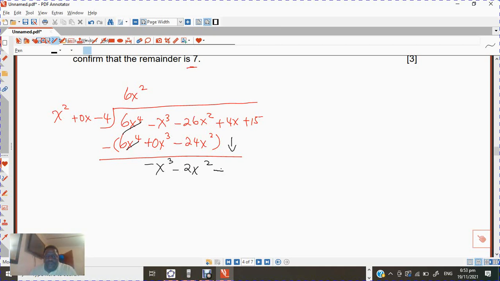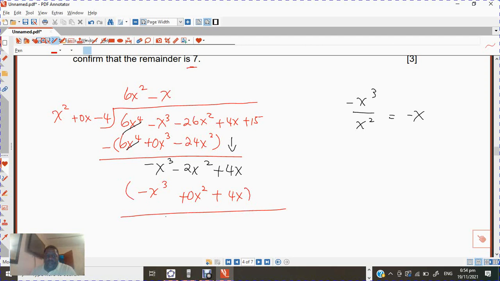And I'm going to bring down that 4x. Again, my negative x cubed, I'm going to divide it by x squared in order to find my answer. So my answer on top here becomes minus x. When you go back and multiply again, negative x times x squared gives me negative x cubed, then negative x times 0x gives plus 0x squared, and a negative times a negative is positive 4x.